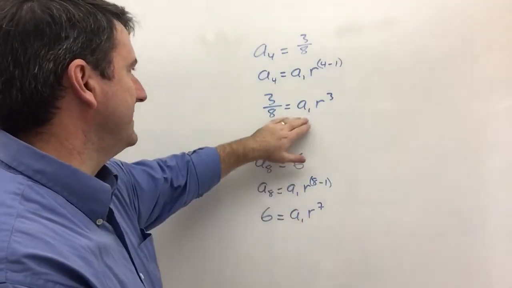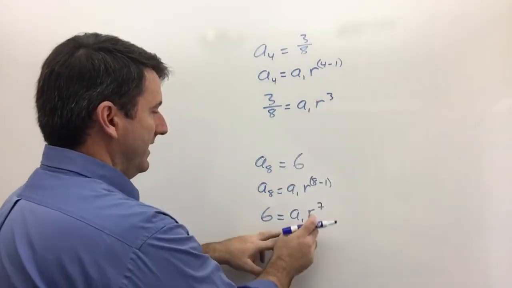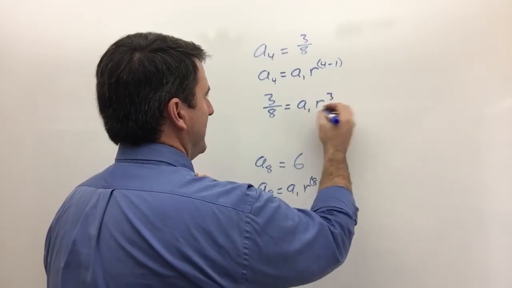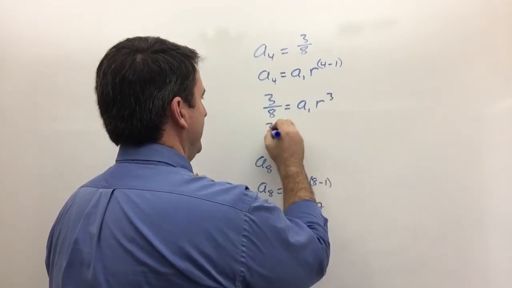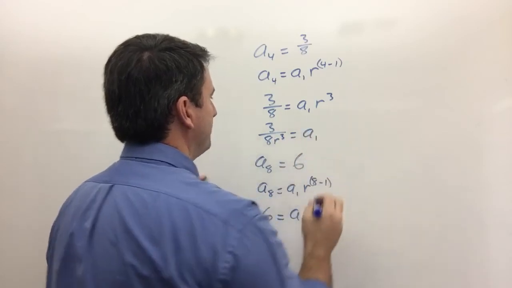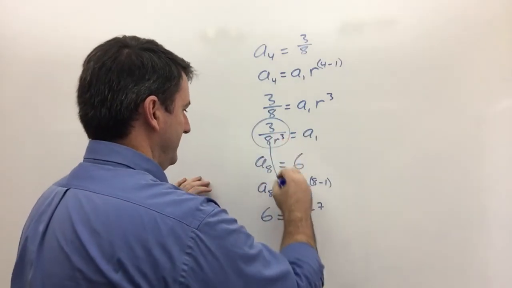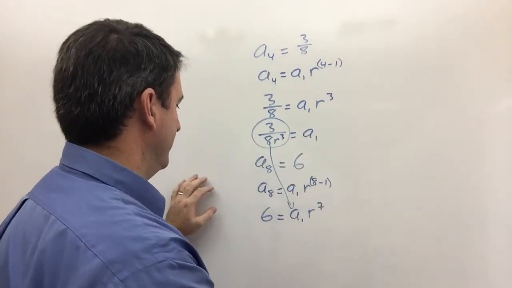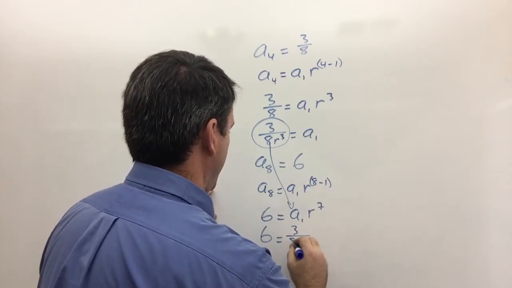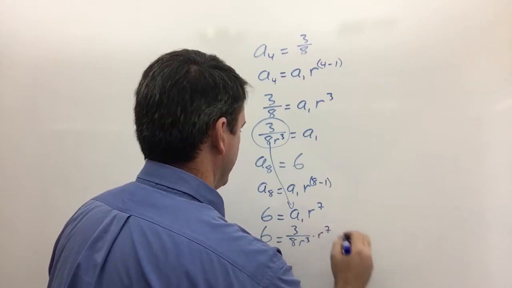And the way that we can do that, let's solve for a sub 1. Let's get a sub 1 by itself, and then we can substitute that in down here. So let's divide both sides by r to the 3rd. We get 3 over 8 r to the 3rd is equal to a sub 1. And then we can plug in this value for a sub 1 into this term down here. So we get 6 is equal to 3 over 8 r to the 3rd times r to the 7th.